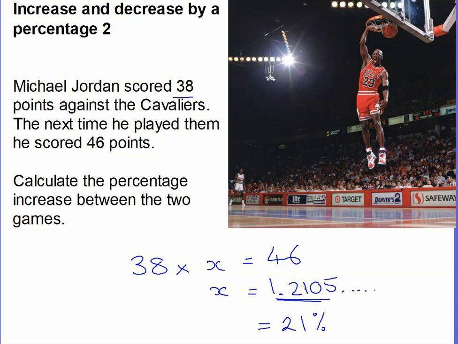If you're ever uncertain, you could just type in 38 times 1.21. It's not going to be exactly it because I've had to round it. But we actually get 45.98, so it's pretty darn close, and you know that's right.